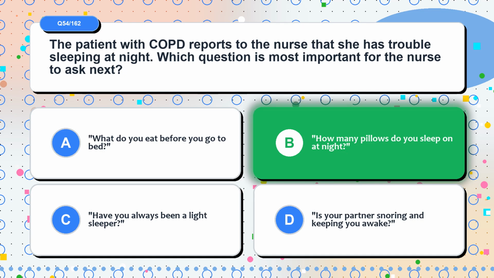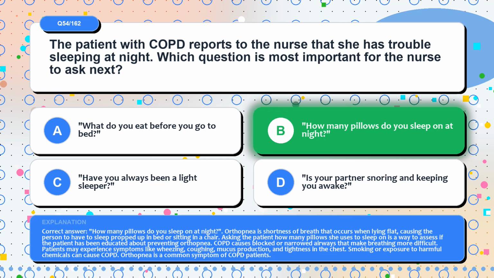The correct answer is option B. How many pillows do you sleep on at night? Correct answer. How many pillows do you sleep on at night? Orthopnea is shortness of breath that occurs when lying flat, causing the person to have to sleep propped up in bed or sitting in a chair. Asking the patient how many pillows she uses to sleep on is a way to assess if the patient has orthopnea.